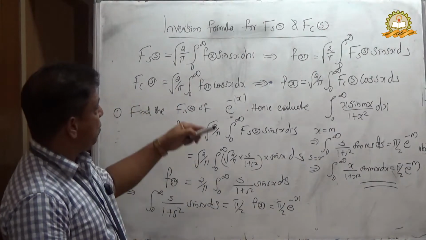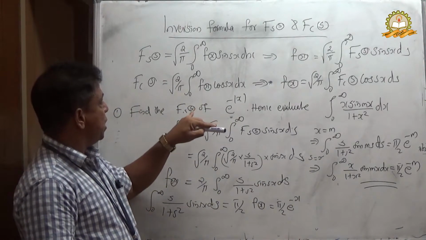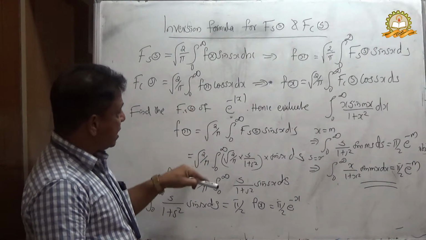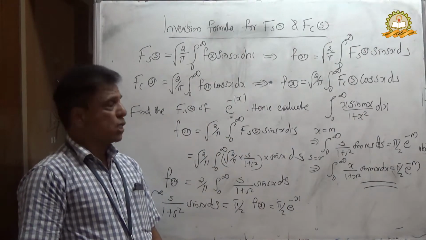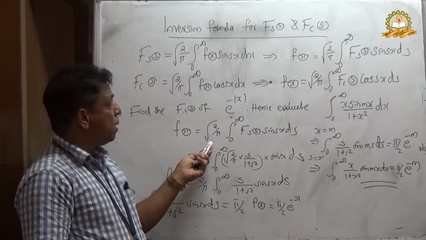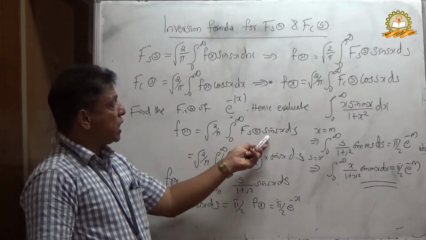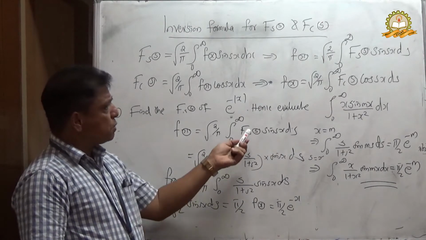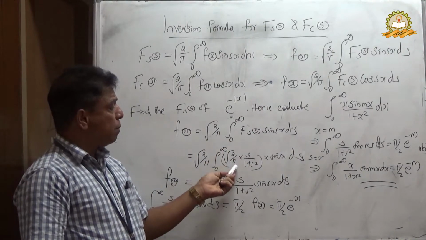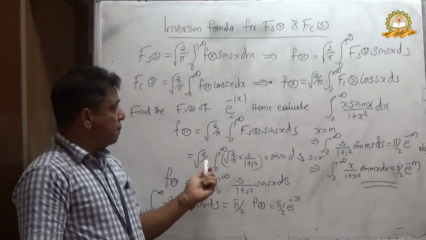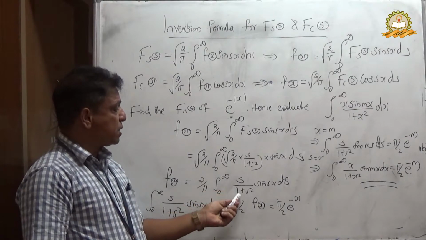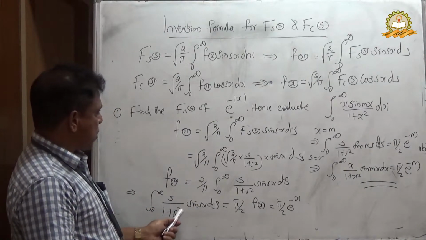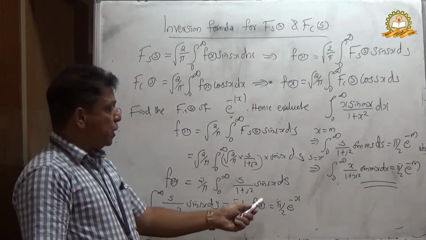But first we evaluate the Fourier sine transform. After evaluating the Fourier sine transform, we write the inversion formula for Fourier sine transform: root of 2 by pi integral 0 to infinity fs of s sin sx ds. We integrate with respect to s. Substituting the result fs of s, root of 2 by pi into s by 1 plus s square, and multiplying, we get 2 by pi integral 0 to infinity s by 1 plus s square sin sx ds. Then cross multiplying, integral 0 to infinity s by 1 plus s square sin sx ds is equal to pi by 2 into f of x.